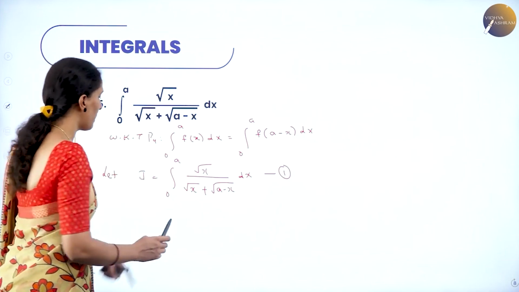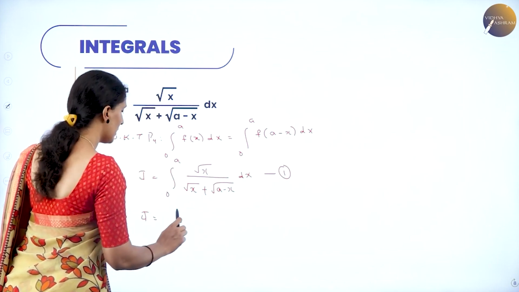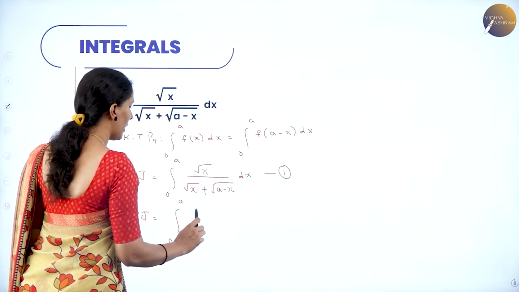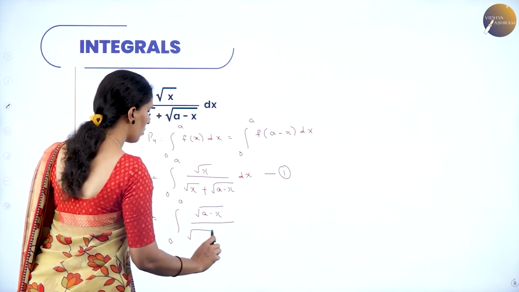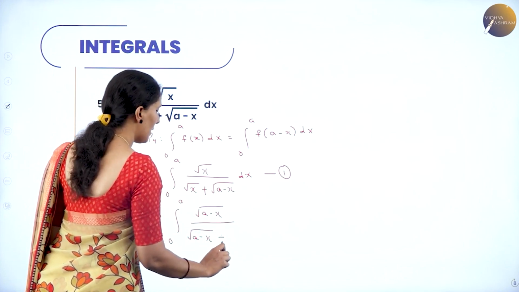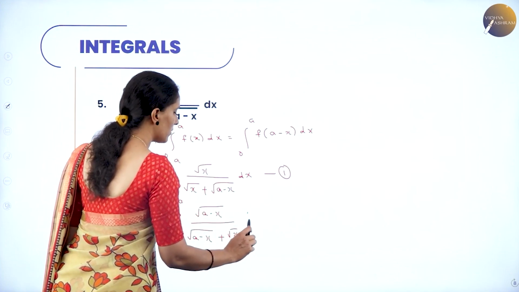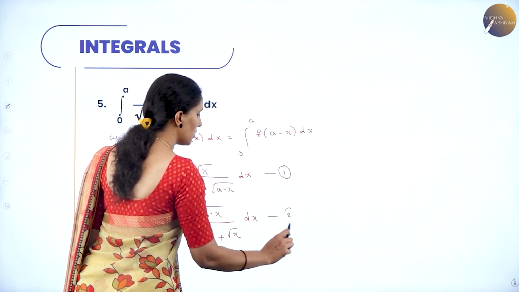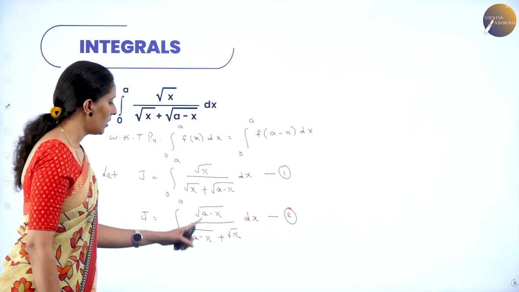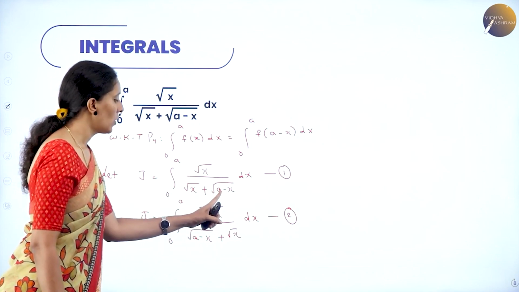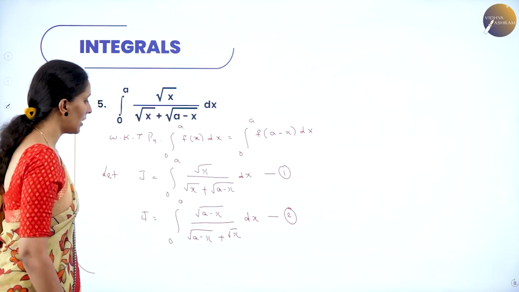Now using this property, what happens to I? In the place of x, replace a minus x. It becomes the integral from 0 to a of root of a minus x divided by root of a minus x plus, if you put a minus x here, a gets cancelled, it becomes root x, with respect to dx. Take it as equation 2. Add 1 and 2. Since the integral is the same, the denominator is root x plus root a minus x, so we can add the numerators directly.